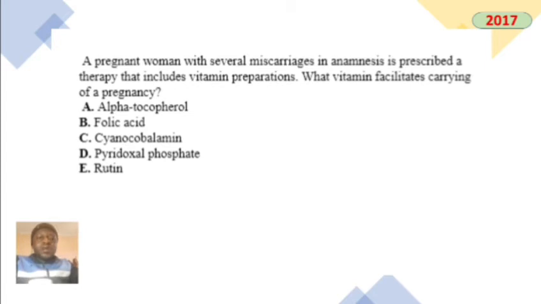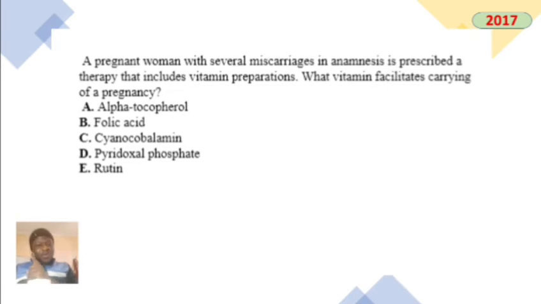A pregnant woman with several miscarriages in anamnesis is prescribed a therapy that includes vitamin preparation. What vitamin facilitates carrying of pregnancy? Yes, for carrying of pregnancy, remember vitamin E. The other name for vitamin E is alpha tocopherol.